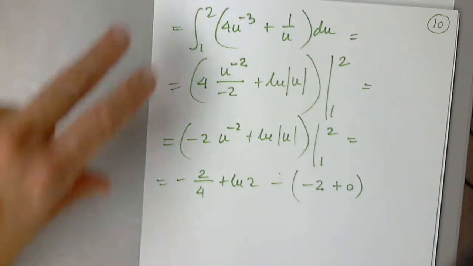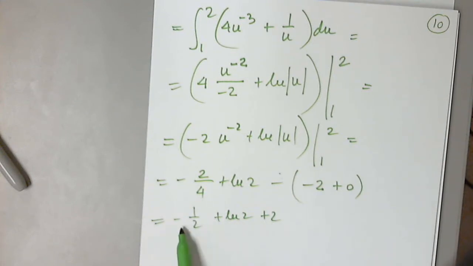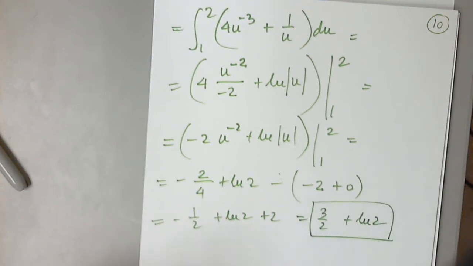So then, this is negative 1/2. Natural log 2 is natural log 2 and plus 2. So 2 minus 1/2 is, what is it? 3/2 plus natural log 2. And this is final.